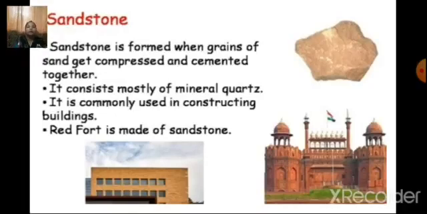So children, today we have discussed how the rocks are formed. We have discussed in detail about various types of igneous rocks and sedimentary rocks.